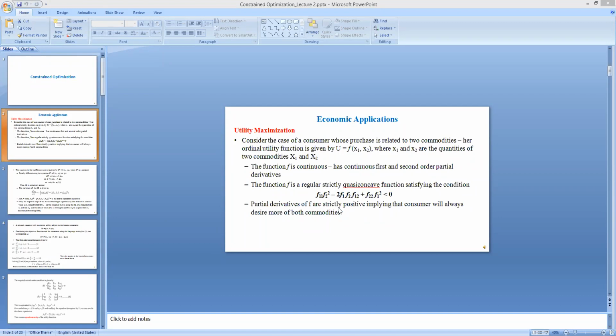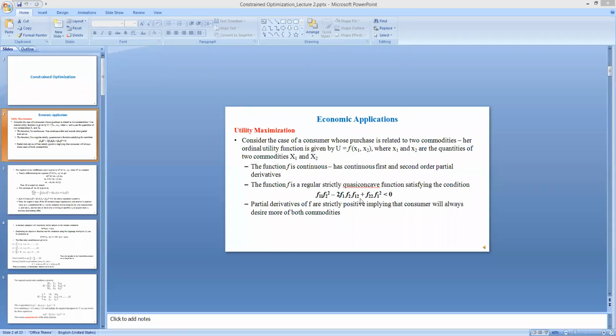Partial derivatives of f are strictly positive, implying that the consumer will always desire more of both commodities. Actually, the partial derivatives are nothing but del u by del x1 and del u by del x2. These indicate marginal utilities. So as you consume more of X1, marginal utility is positive. It may increase at a decreasing rate, which we call diminishing marginal utility, but that is the second order derivative. If we consider the first order derivative, that is simply the marginal utility, not the change in marginal utility, and that marginal utility is always positive.